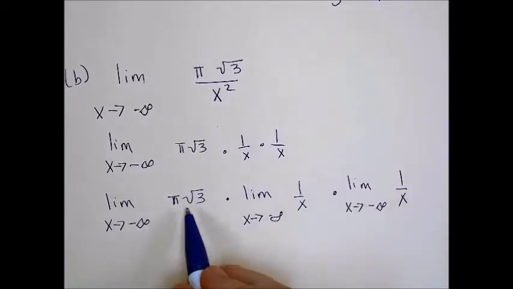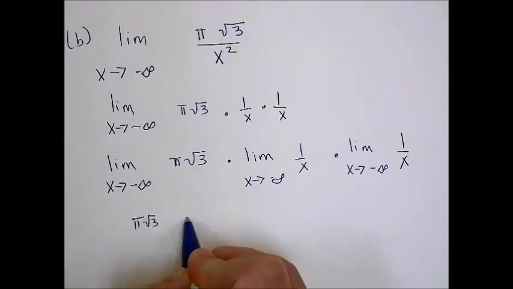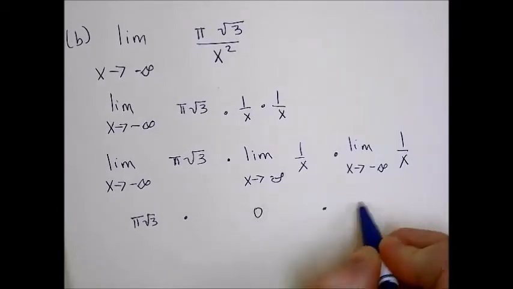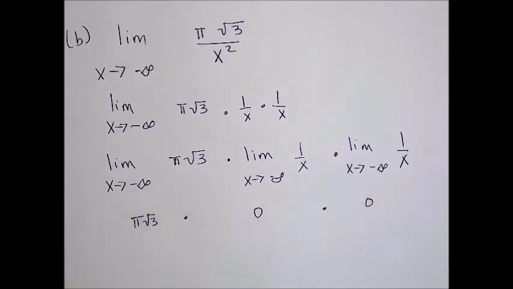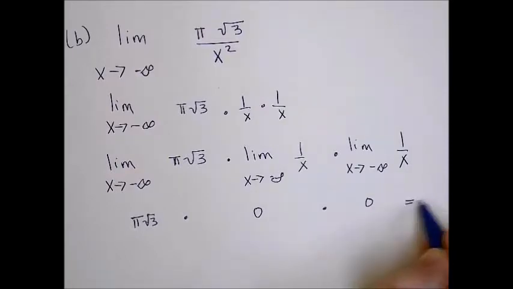Well, this is a constant, so its value is pi times the square root of 3. And from previous examples, we know that this is 0 and this is 0. It doesn't matter that it's approaching negative infinity. 1 divided by a really, really large negative number is still a really, really small negative fraction or negative decimal value, so it does approach 0. So when we multiply those together, my final answer there is 0.